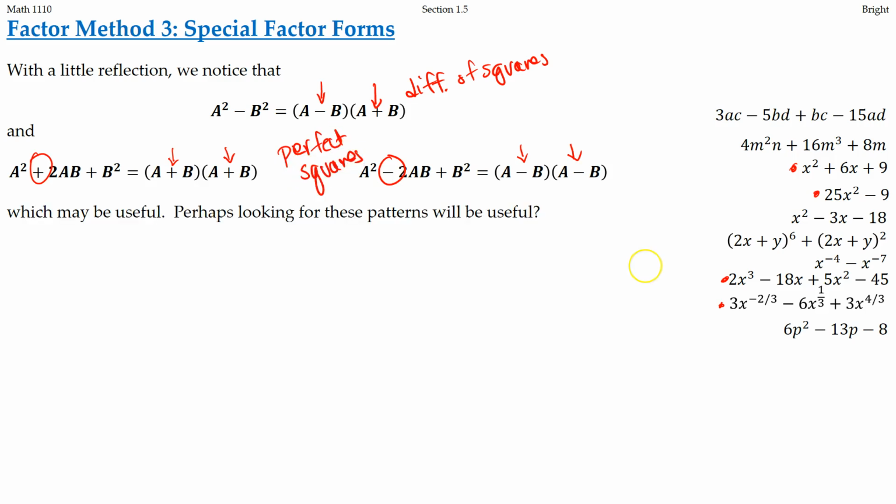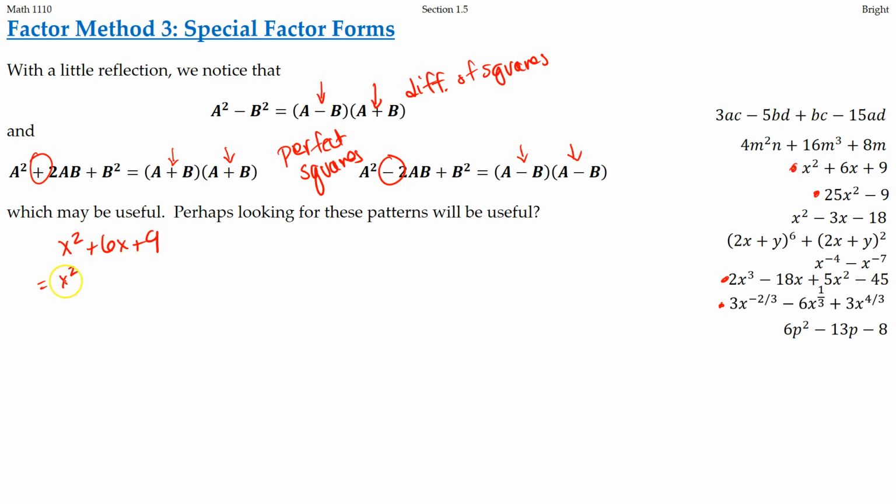Okay, so now we want to get some practice with these. So that's the general idea. Now let's do it in practice. So let's look at x squared plus 6x plus 9. Now this one, you might already have in mind which one you're going to do. I don't know this yet, so what I'm going to do is look at this just a little bit more closely.